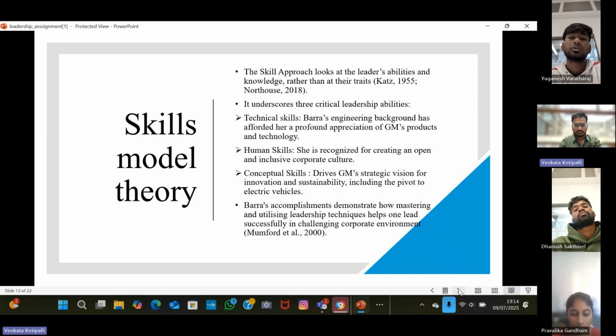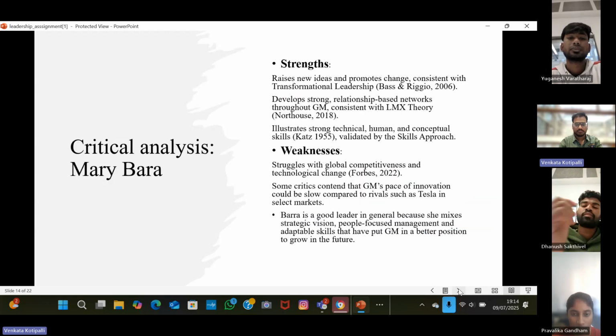Coming to the slide, critical analysis. Mary Barra's new idea to promote change consists of transformational leadership, based on the recall 2020. She develops strong relationship building networks through GM, considered in leadership development theory, Northouse 2018. Coming to weakness, she struggles with global competitiveness and technical change. Some critical fields: GM's space for innovation could be sourced from the future Tesla markets.